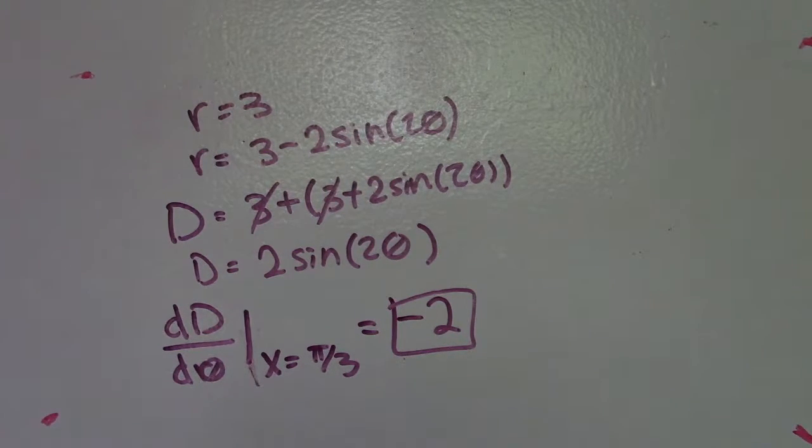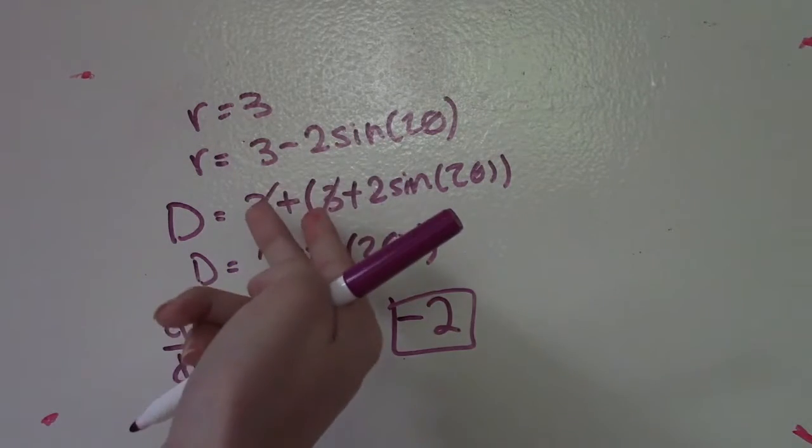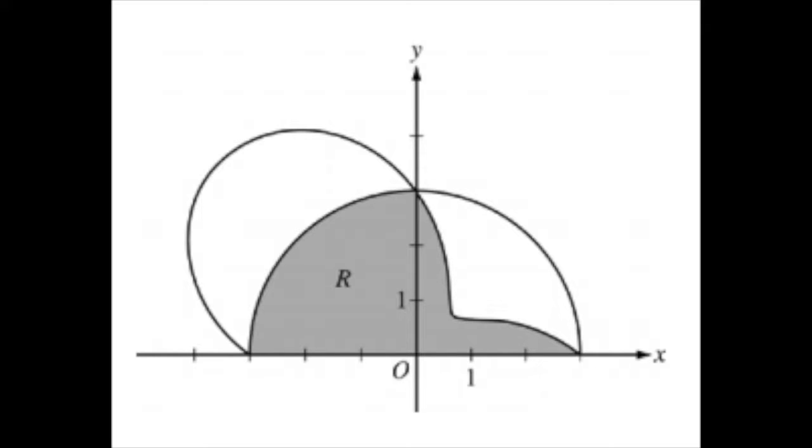If the question were to ask from pi over 2 to pi, then we would flip these around, because we would see that in that case the 3 minus 2 sine 2 theta completely encompasses the r equals 3 instead of the other way around.